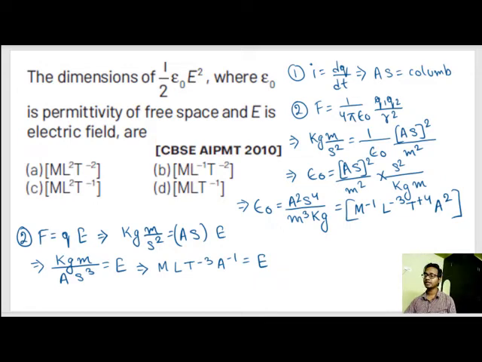Now the question is asking us to find half epsilon naught into E square. So let's draw some line.